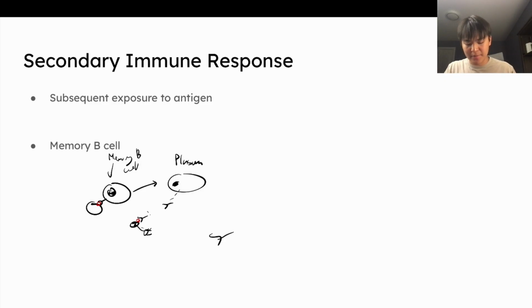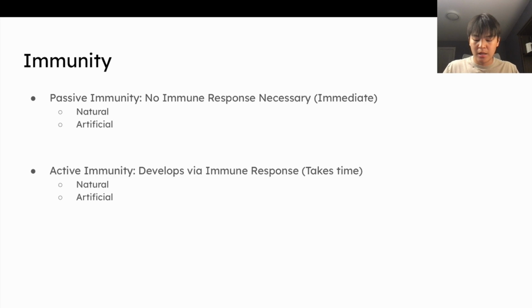And speaking of secondary immune response, we can see parallels to immunity, right? This is the whole point of what immunity is, that we are able to do these things really fast. So that's where we get to immunity. We have two types of immunity: passive and active, all right? Passive is when there's no immune response necessary. So this is very immediate.